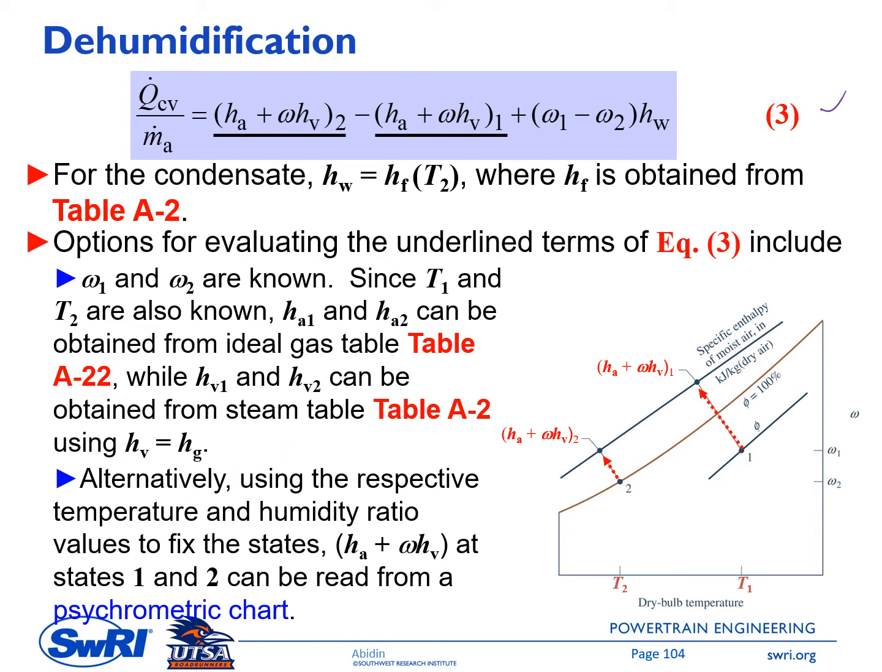Okay, so you can see the schematic on the right side here. For example, if T1, T2, along with omega 1 and omega 2 are given, then we can use this psychrometric chart to estimate these two parameters. So there are two options here: either use the values from the tables, table A22 and A2, or use the psychrometric chart to get these two enthalpies.